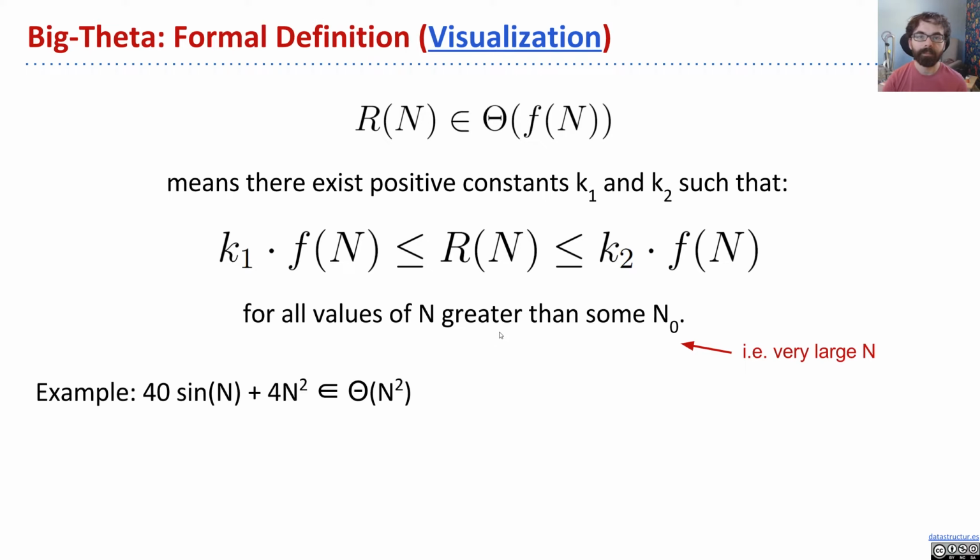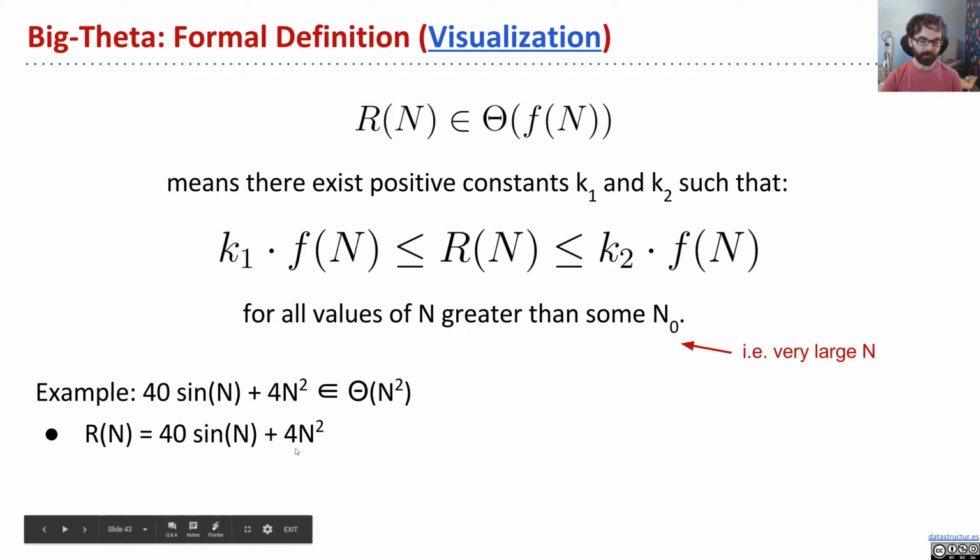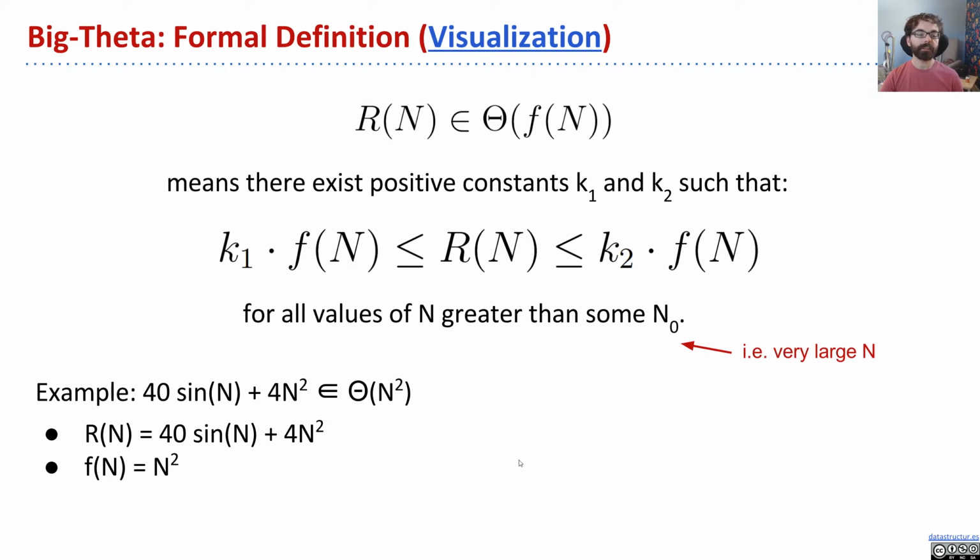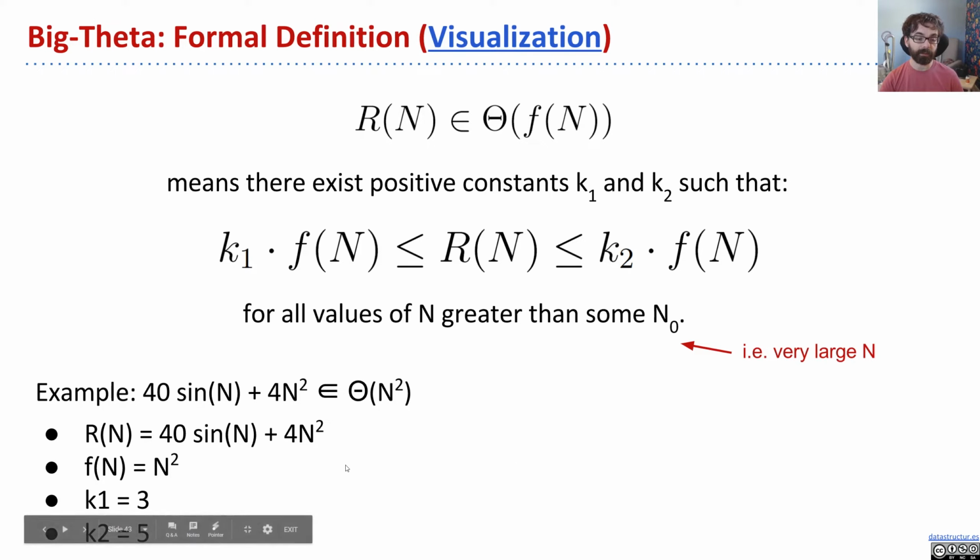So let's see an example to drive that home. Let's consider 40 sine n plus 4n squared. I said that belongs to the order n squared. So that's saying the function r of n, the function of interest, belongs to the order n squared. And I'm going to pick 2 constants. In this case, k1 is 3 and k2 is 5. Now, those are not the only possible choices, but what's special about those choices is that for really large n, only the 4n squared is really going to matter, and that's going to be greater than 3n squared and less than or equal to 5n squared.